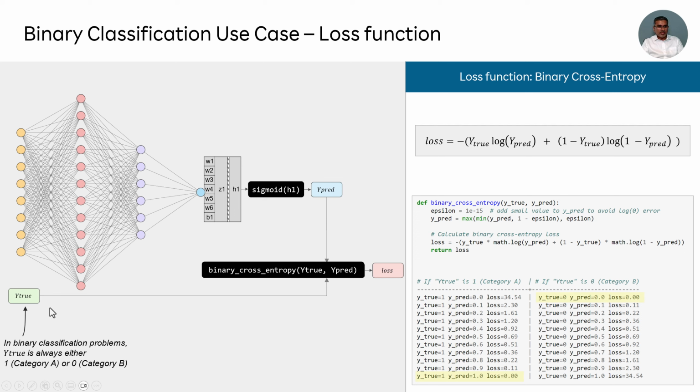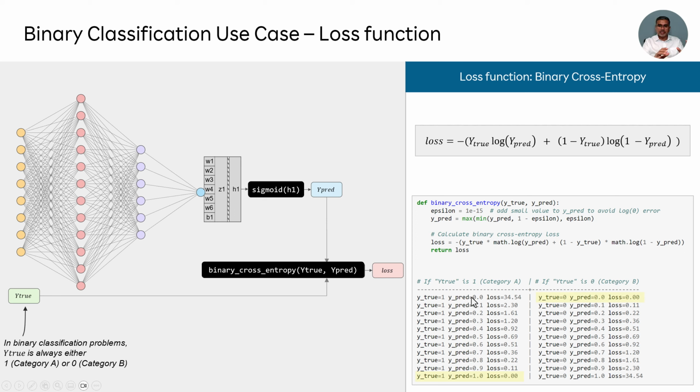Actually, if you think about it, the value of y true can be only either 1 or 0, because you are solving for binary classification, right? It can either be 1 or 0. So let's look at this function. If y true is 1, which is essentially your ground truth value is 1, and your prediction is 0.